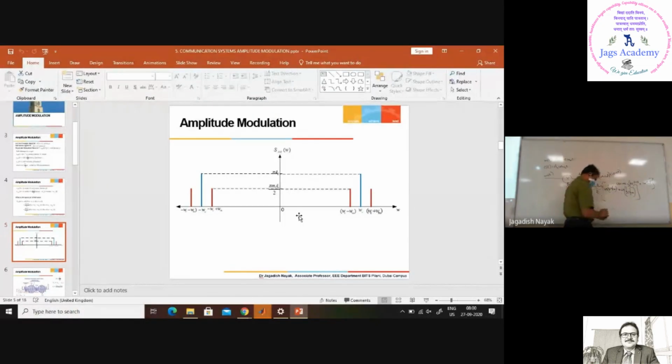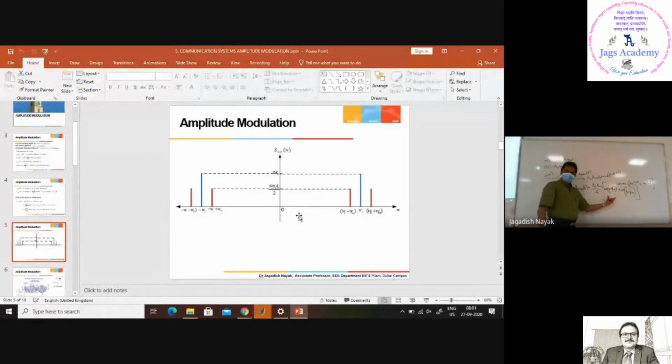Now, can you please draw the spectrum for this? Can you write the equation? What is the Fourier transform pair of this? You know, right? Can you write the spectrum now? Can you write capital S DSB-SC of omega?